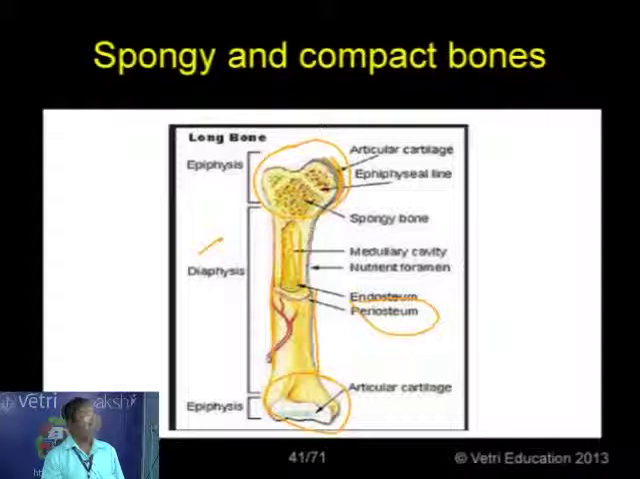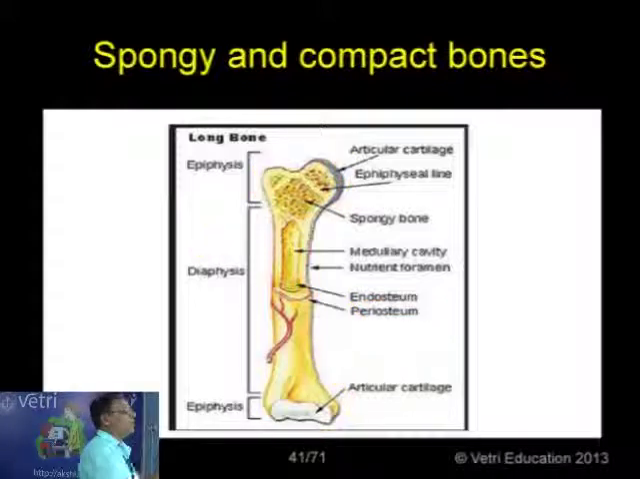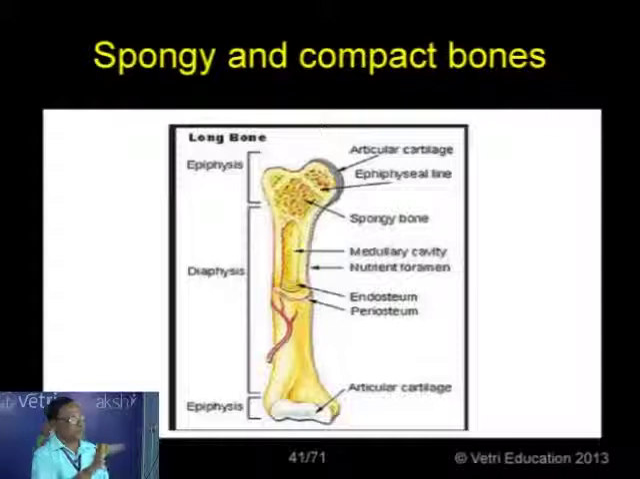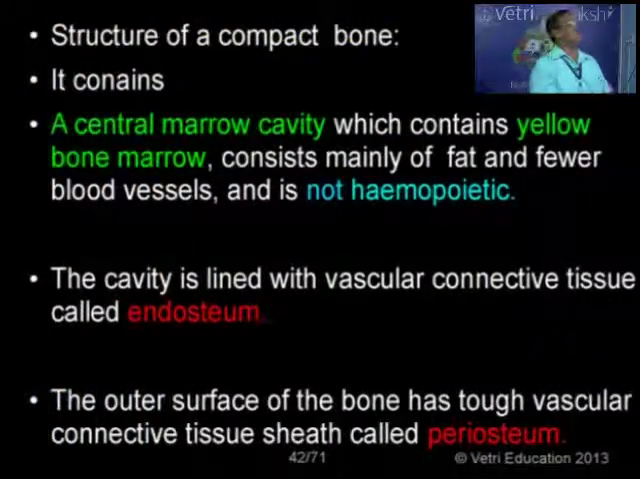periosteum. The inner medullary cavity, or the marrow cavity, is lined with another vascular connective tissue known as the endosteum. Endo, and then what we have outside is periosteum. So this is the generalized structure: the epiphysis, diaphysis, etc., and the medullary cavity. We have articular cartilage normally found at the tips of the bones, and that is actually a fibrous cartilage.